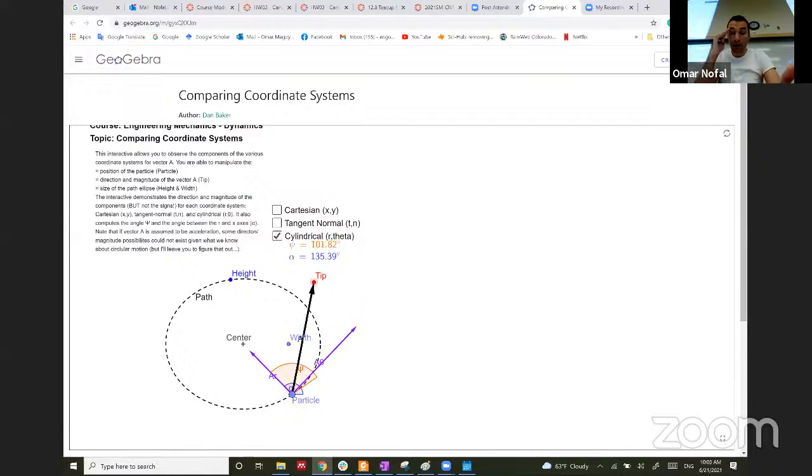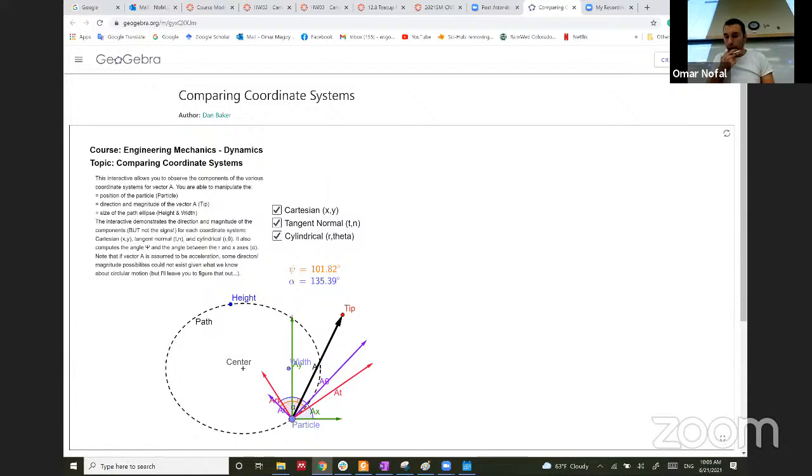I might put it on the Canvas page so you can play with it and understand the difference. If you solve any problem with any of these coordinate systems, like Cartesian, tangent, or cylindrical, it should give you the same answer. Just like there are different ways to solve a problem, some make it easier. Sometimes it's easier to use tangent normal, sometimes it's easier to use the polar coordinate system, depending on what's given in the problem. And I might upload a sheet that shows where it's best to use each one of these coordinate systems.